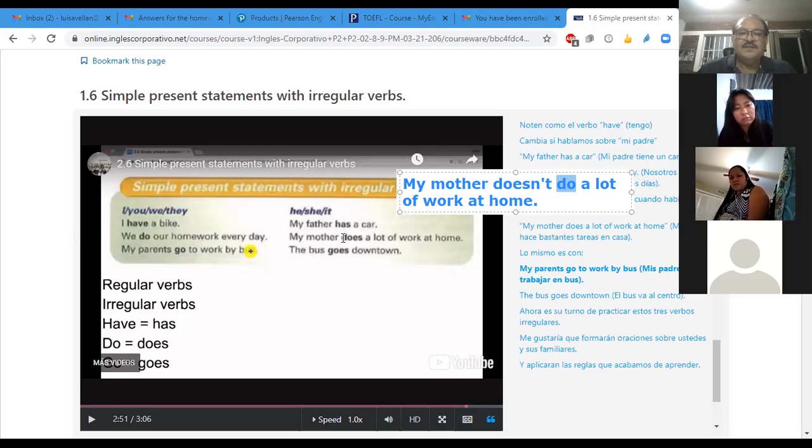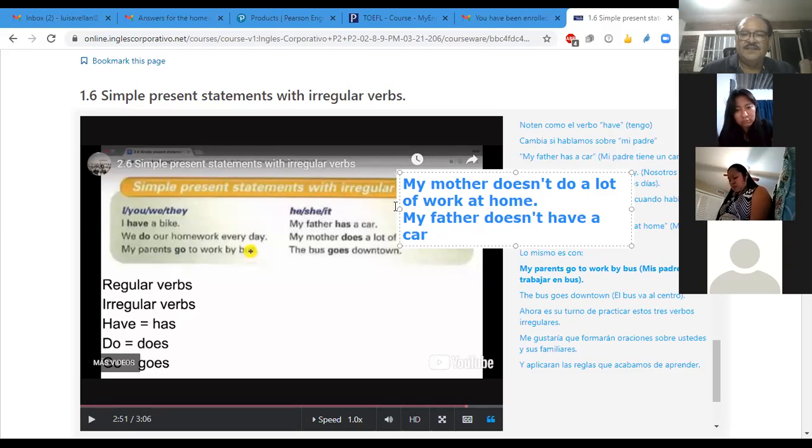The same thing happens with has. My father has a car. And the negative sentence, my father doesn't. Okay, do you see the changes?